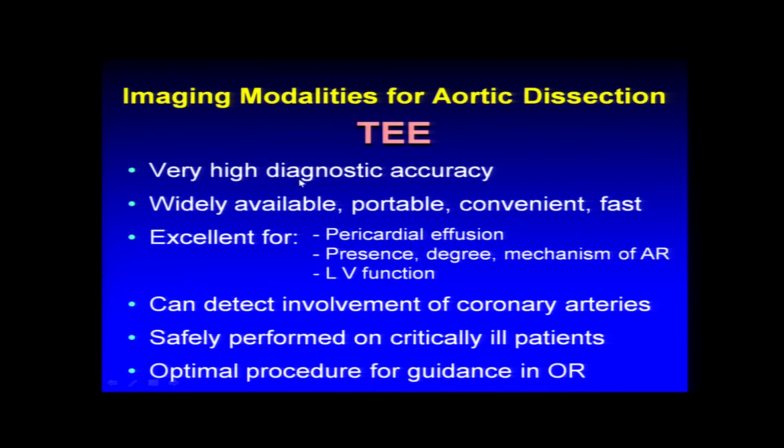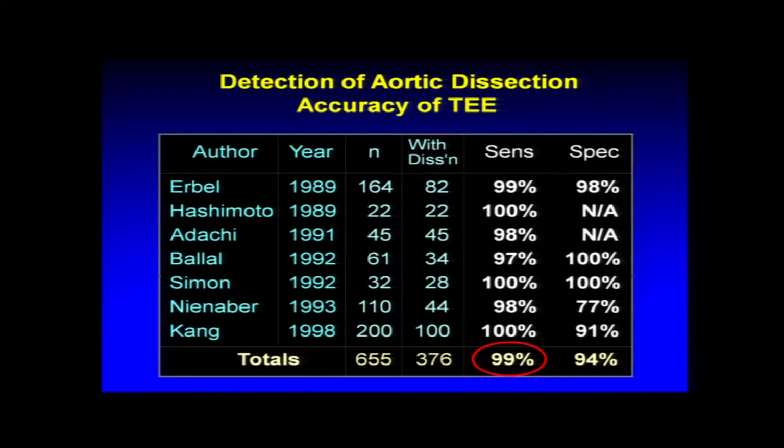TEE is also very highly accurate in experienced hands, very widely available in this era, terrific for pericardial effusions, LV function, presence and mechanism of aortic regurgitation. We always look at the coronary arteries, or at least attempt to. We can do it on very ill patients, which can be a limitation with the other modalities. In some patients, we can do this in the hallway, emergency room, cath lab, operating room, etc. And it is the procedure of choice for guiding procedures in the operating room.